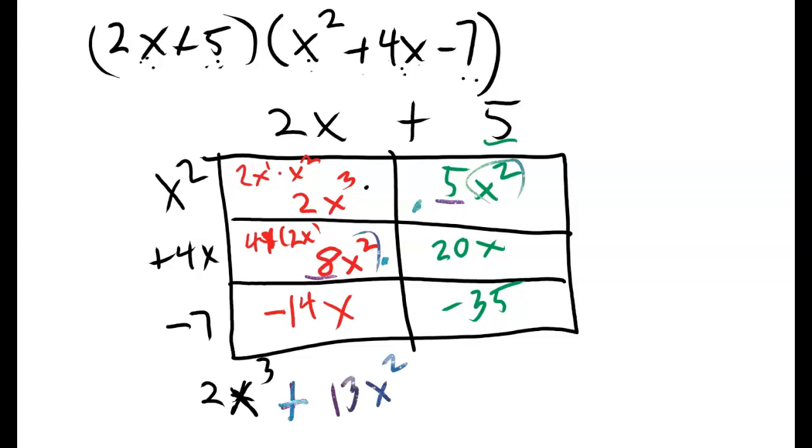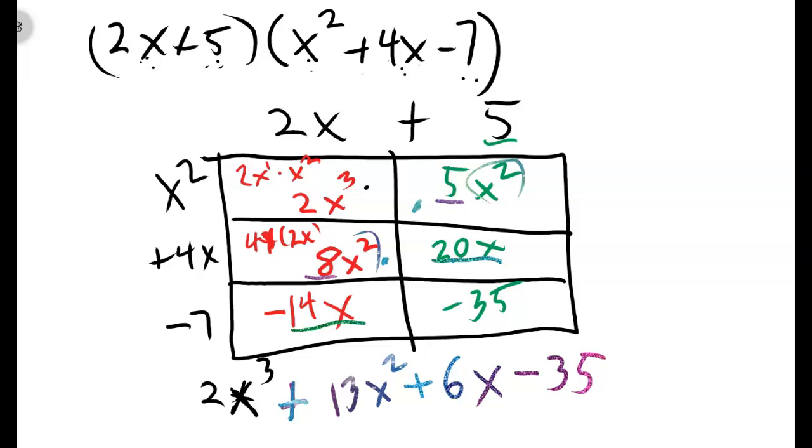Sorry, I'm experimenting with some different pens here. And then I see the same thing, negative 14x and 20x. Both of those terms have an x to the first power. Negative 14 plus 20. I'm going to add them. The signs are different, so I subtract 20 minus 14. The 20 was positive and bigger, so 20 minus 14 is 6, so my answer is going to be positive 6x. And then the minus 35 is the only term in these boxes that is a number by itself, so that is the only thing I can write. That's how I get my answer.